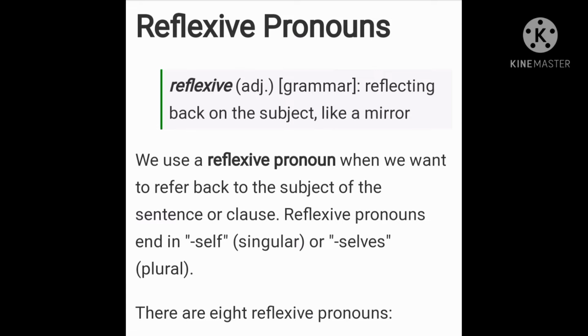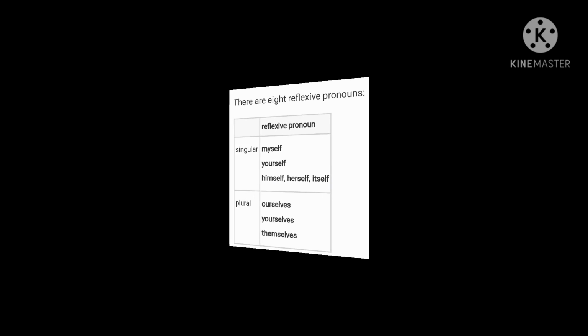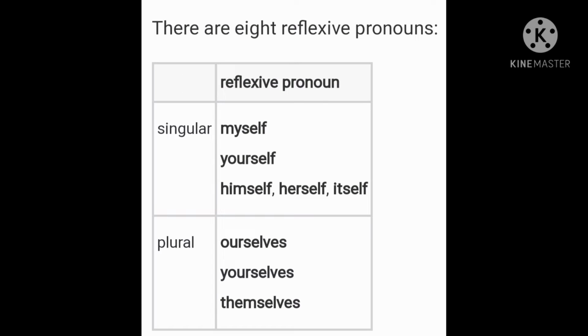So, how to identify a reflexive pronoun? A reflexive pronoun must always have self in singular form and selves in plural form. There are 8 reflexive pronouns in English grammar. The singular reflexive pronouns are myself, yourself, himself, herself and itself. Look, this word self is attached to every single singular reflexive pronoun. And in case of plural, we use ourselves, yourselves and themselves.